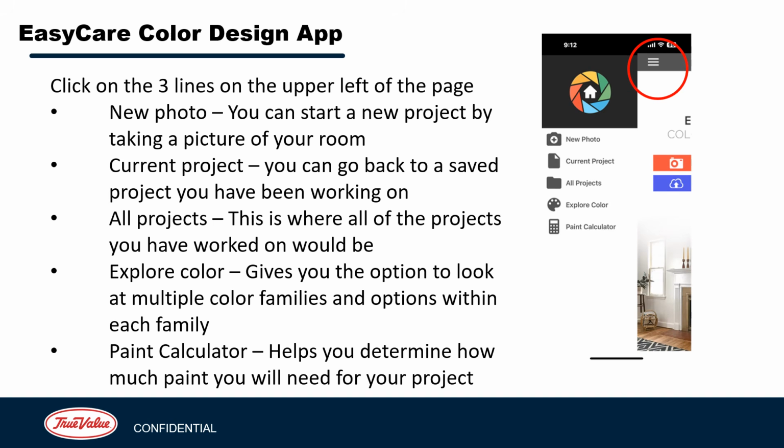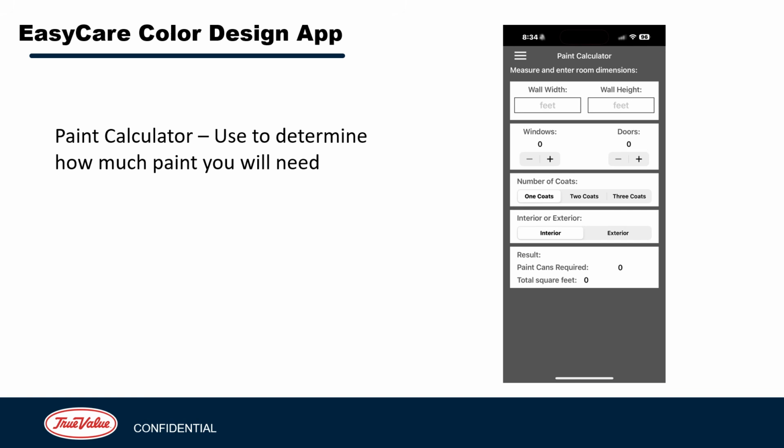If you click on the three bars at the top left of the home screen, you get a few options to pick from. You can take a new photo to start a new project, or you can open up a current project that you've been working on. You can see all the projects that you have worked on, or you can explore different color palettes and you can determine how much paint you need for your project. As I said, the app also has a paint calculator that can help you determine how much paint you need to buy for your project.